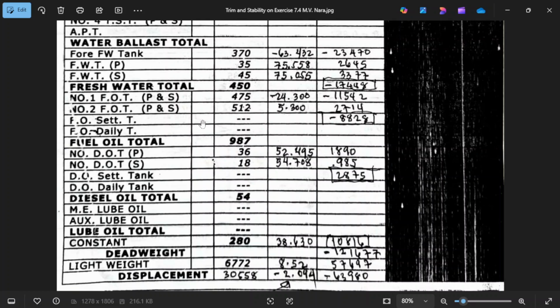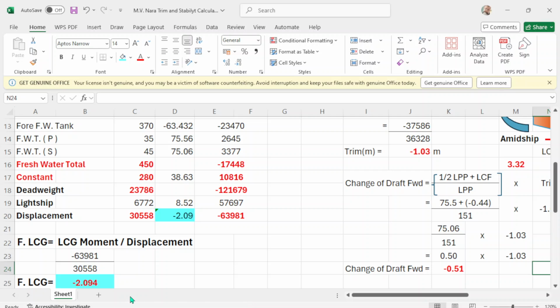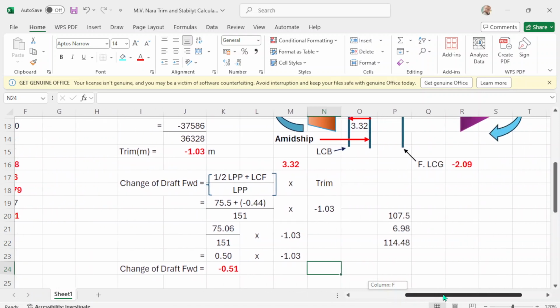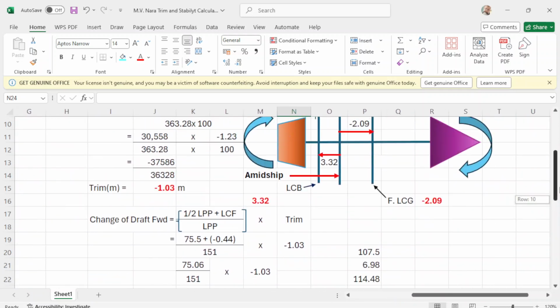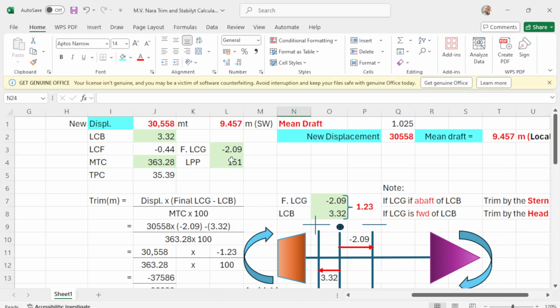Okay, so I made this trim stability sheet by Excel to confirm the amount. To get the final LCG, it is the LCG moment, which is this one, over your displacement, which is this one. So the LCG moment is negative 63981 over the displacement of 30558, and your final LCG is negative 2.094. Okay, so I put here in the next column the LCG is negative 2.094.